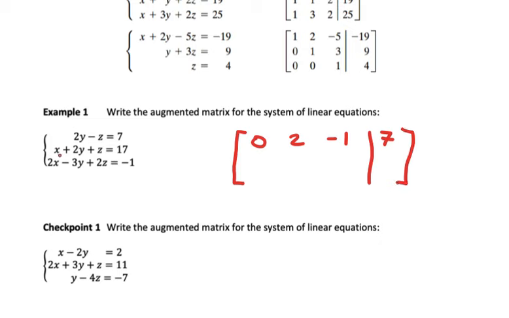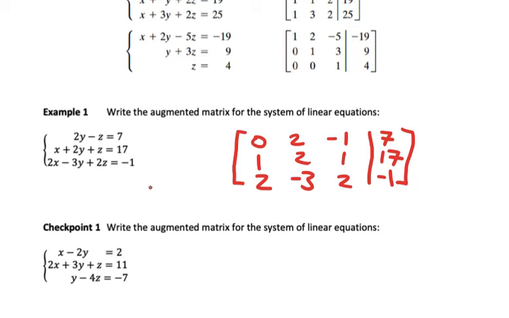My second row is going to be 1, 2, 1, and 17 on the other side of the vertical line. And my third row is going to be 2, then we're going to have negative 3 because that negative sign needs to come along, 2, and negative 1.